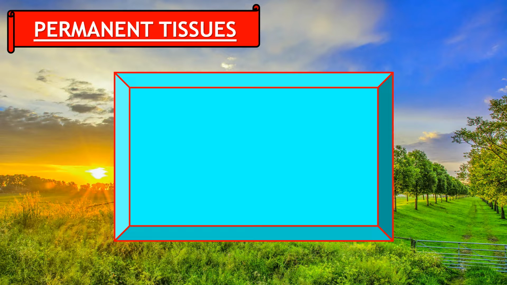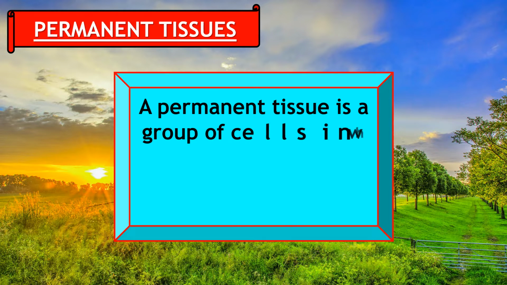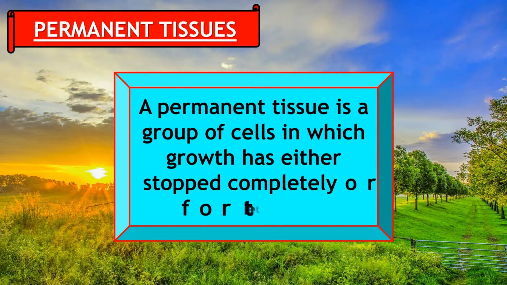The new cells formed by the division of meristematic tissues elongate and on maturity get differentiated to perform specific functions. These cells do not divide further, hence they are called permanent tissue. So a permanent tissue is a group of cells in which growth has either stopped completely or for the time being.